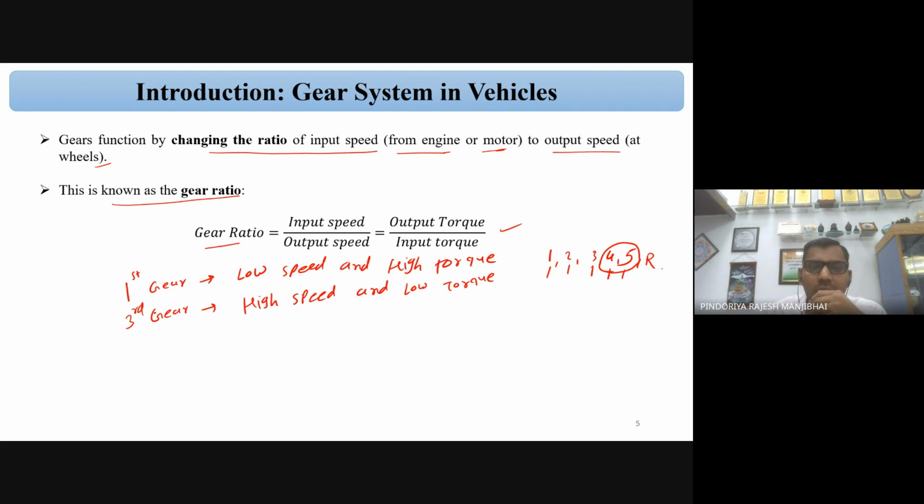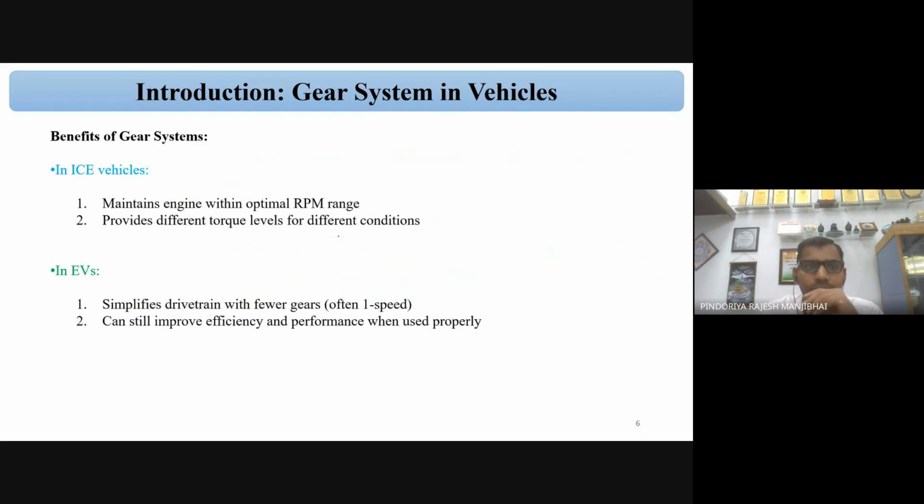So we can say gear ratio is inversely proportional to the speed. For the speed case, the gear ratio is the ratio of the input speed to the output speed. But in the case of torque, you can say the output torque to the input torque. Okay. So if you have any query, then please let me know on slide number 5. Is there any query? Okay.